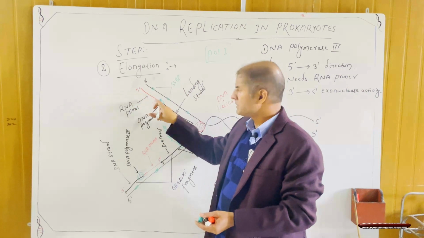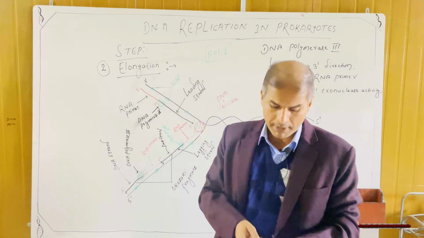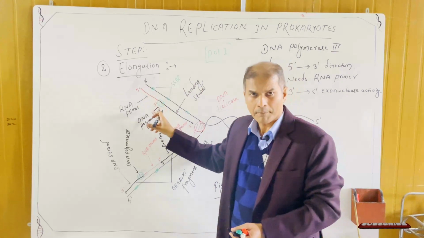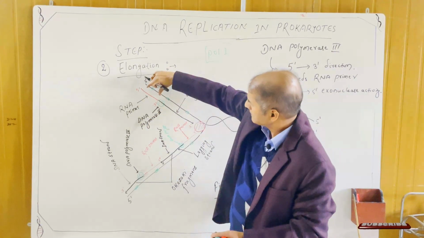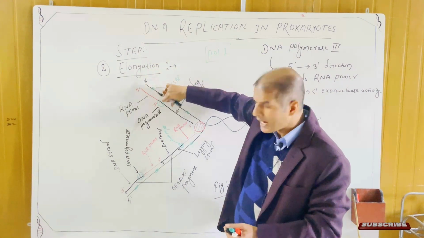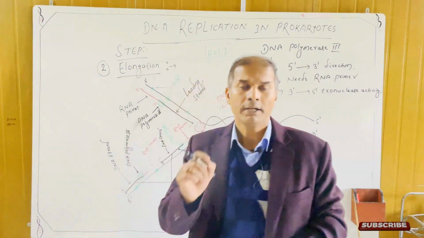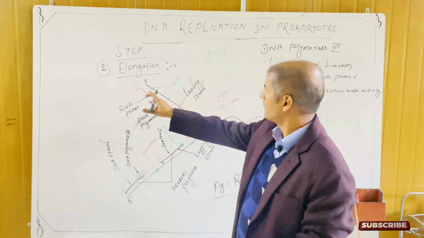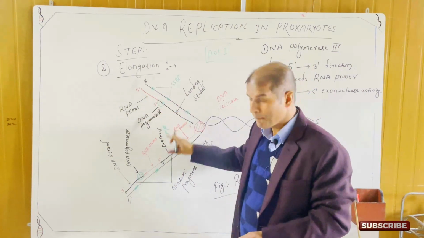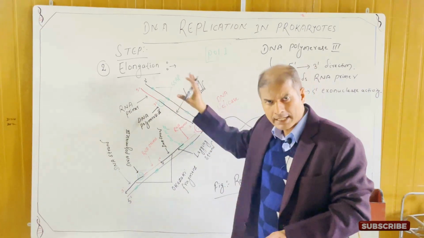After the removal of this RNA primer, there will be a gap. That gap is filled by DNA polymerase I only. DNA polymerase I removes this RNA primer and fills the gap. After filling the gap, the stretch at this gap and the preformed DNA strand are joined by the help of another enzyme called DNA ligase, and finally there will be formation of a complete strand of new DNA, and this will finally generate one of the daughter DNA. So this is a leading strand.